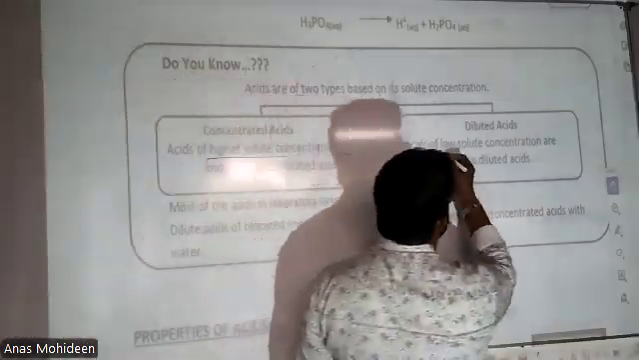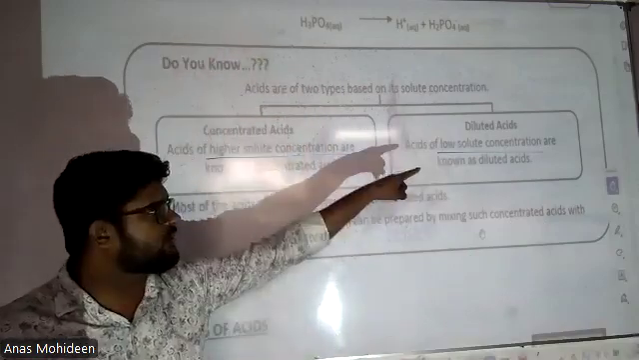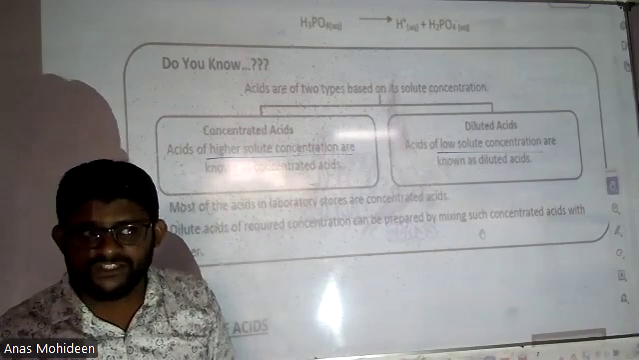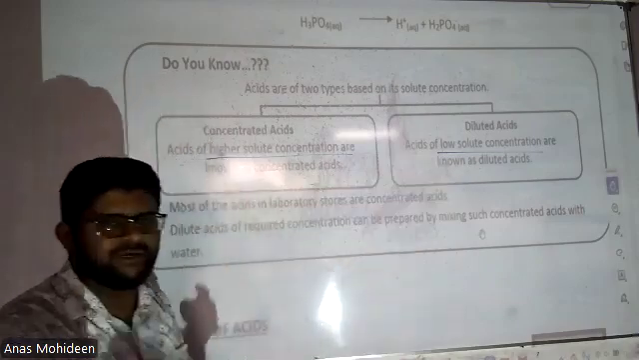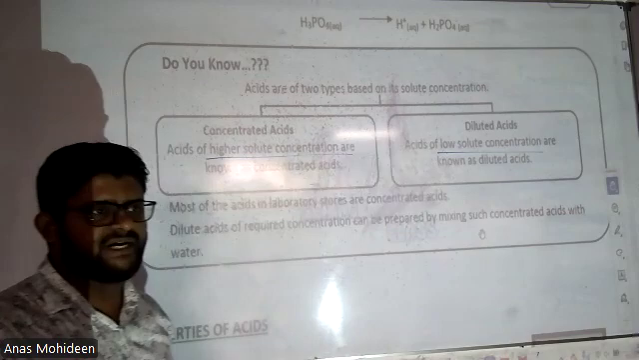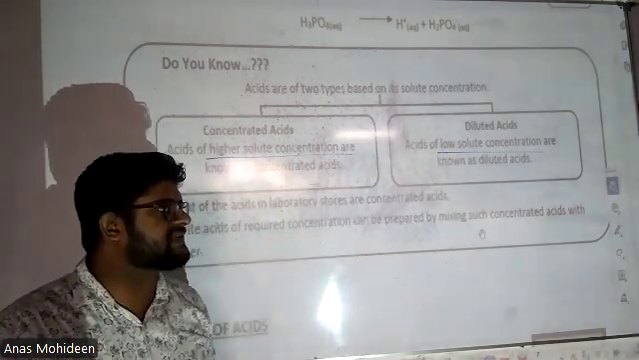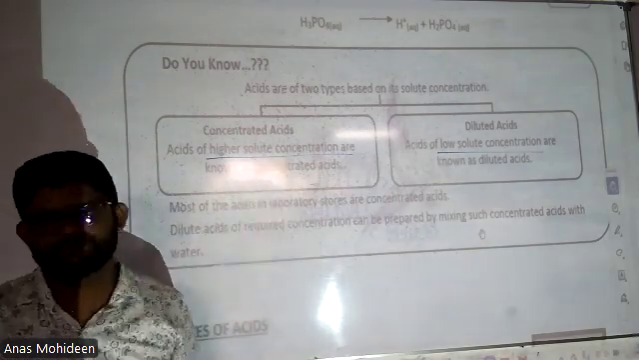Acids of low solute concentration, where solute is less, solvent is more, water is more, are called dilute. Is that clear? Do you understand? So what type of acids usually do we have in the bottles? Concentrated. As per our requirement, we have to dilute them. Most of the acids in the laboratories are concentrated. Dilute acids of required concentration can be prepared by mixing such concentrated acids with water as per the required level. Highlight those two.